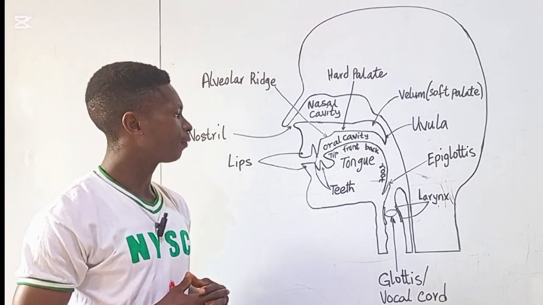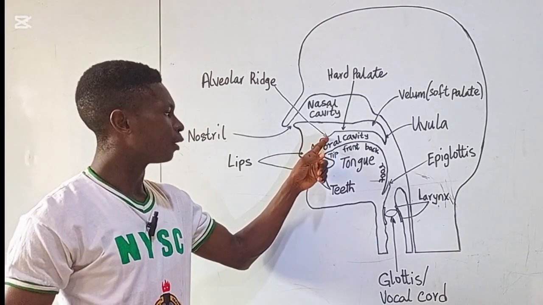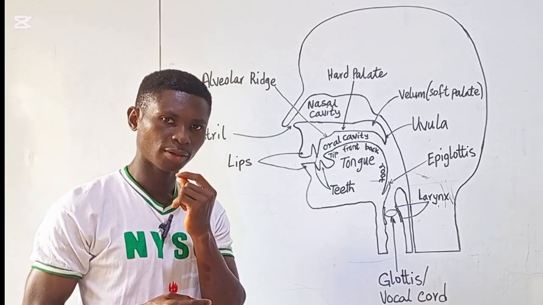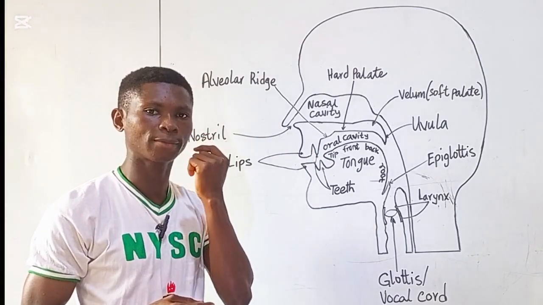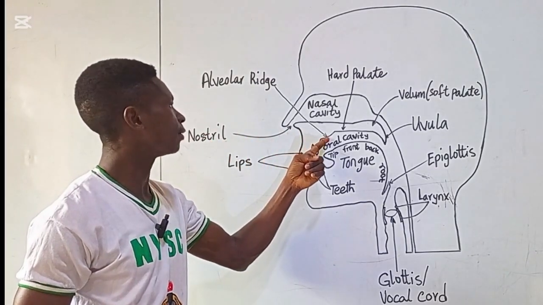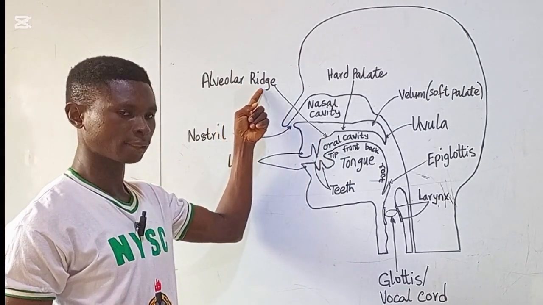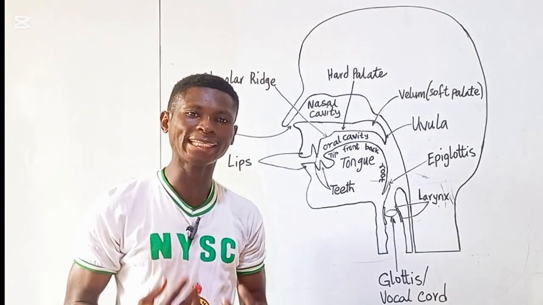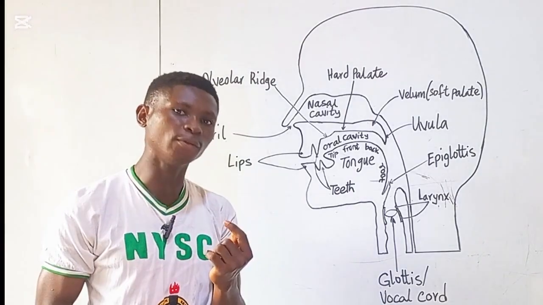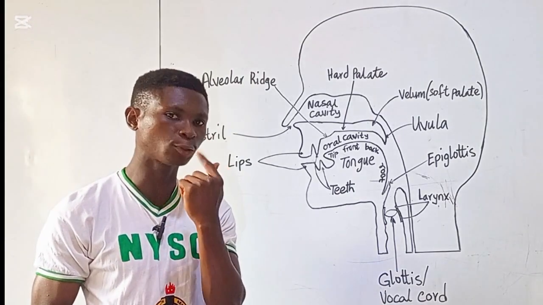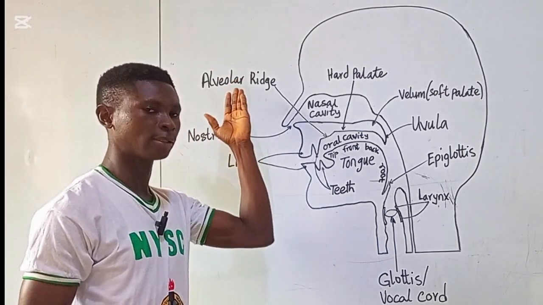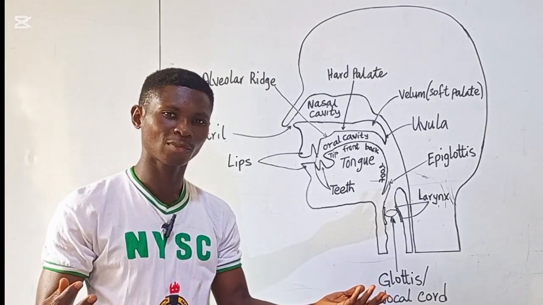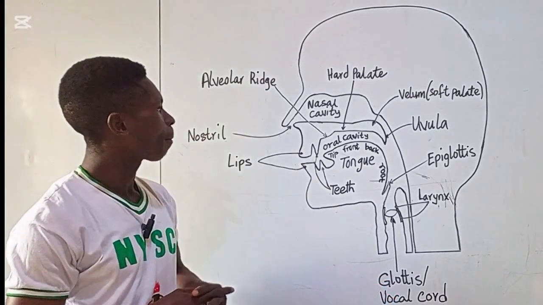Again, we have the alveolar ridge immediately after your teeth. You have the tooth ridge. The tooth ridge is otherwise known as the alveolar ridge. So sometimes when you want to articulate a sound, the tip of your tongue will lean on the tooth ridge or the alveolar ridge. That is when we have alveolar sounds.